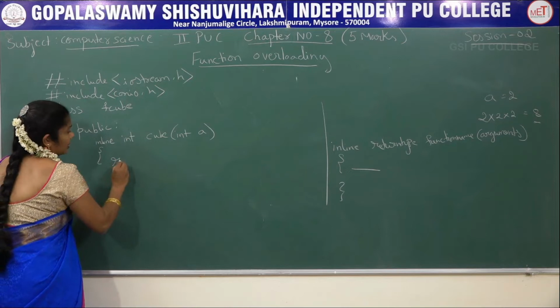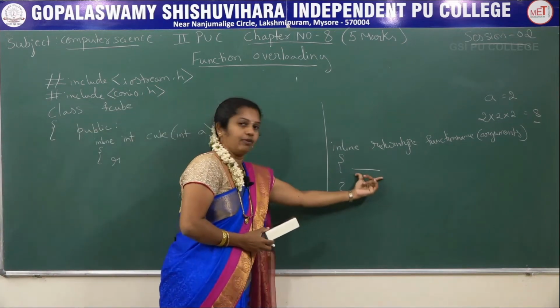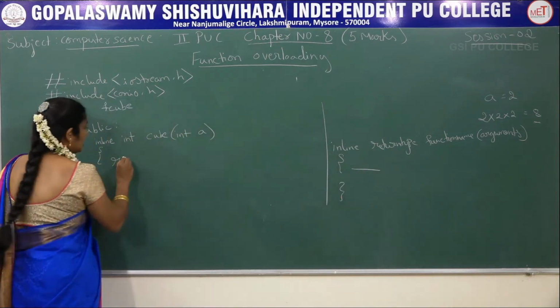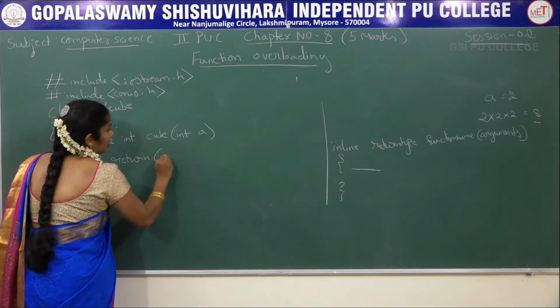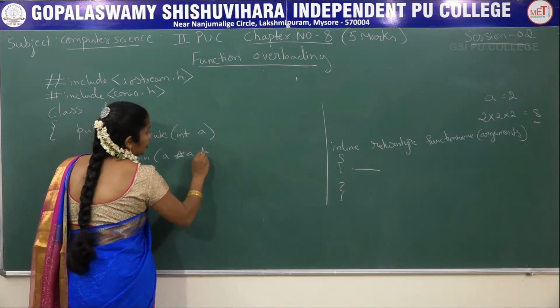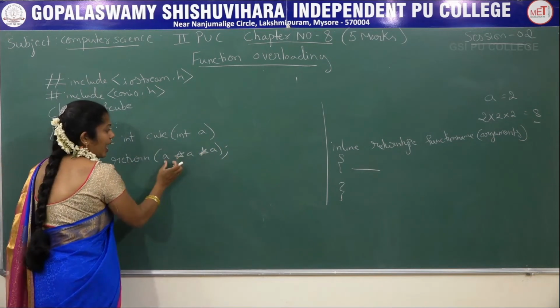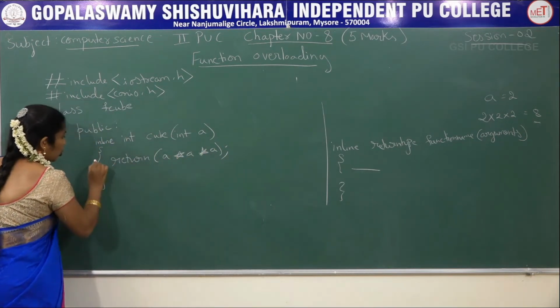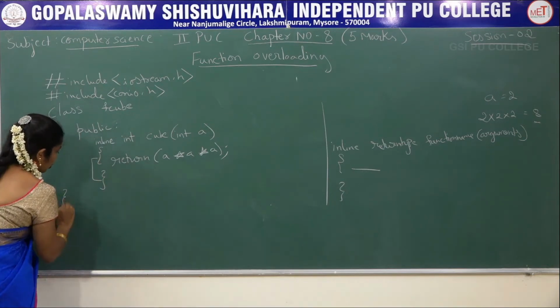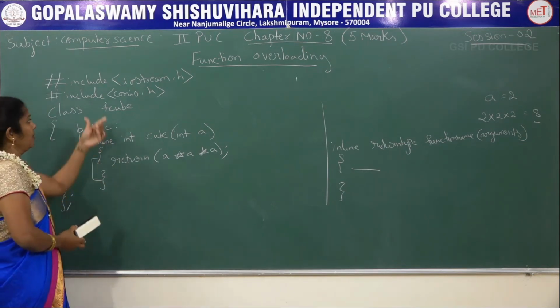Inside the brackets we have to write the statement, that is return a into a. A into a is the return value. Then close this function, then next close the class. See what we have written?